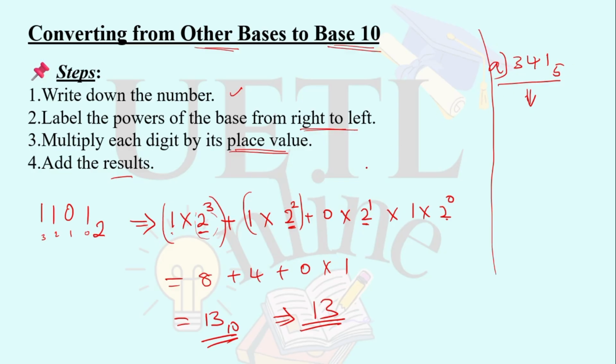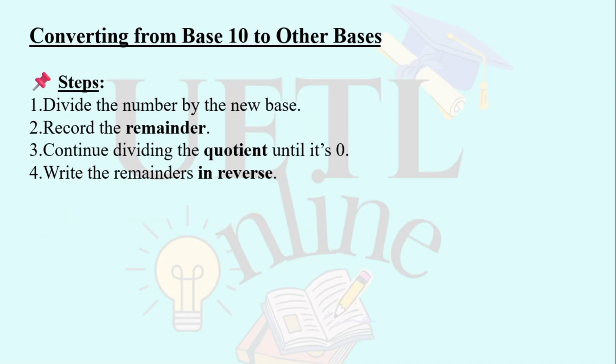Okay, so let's go on to our next, where we convert a number from base 10 to other bases. Let's go on to our concept, converting from base 10, given a number in base 10, to other bases. Okay, so these are the steps. Divide a number by the new base. You want to change it from base 10 to another base, so you just have to divide the number by the new, given base. Then record the remainder. You will be recording the remainder and continue dividing until the quotient is 0. Then we have to write the remainder in reverse.